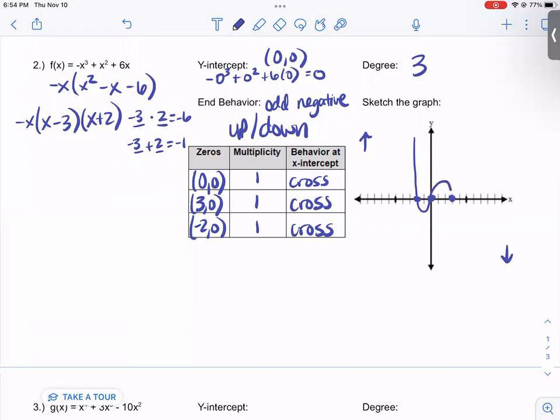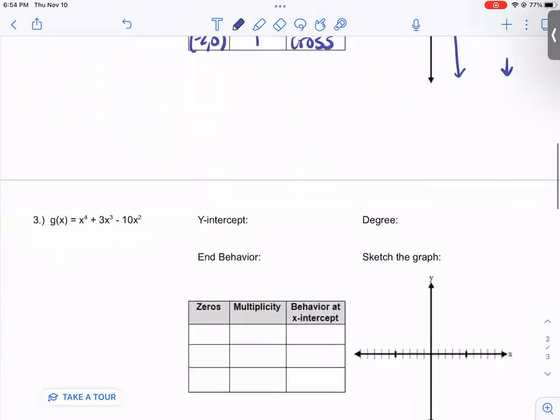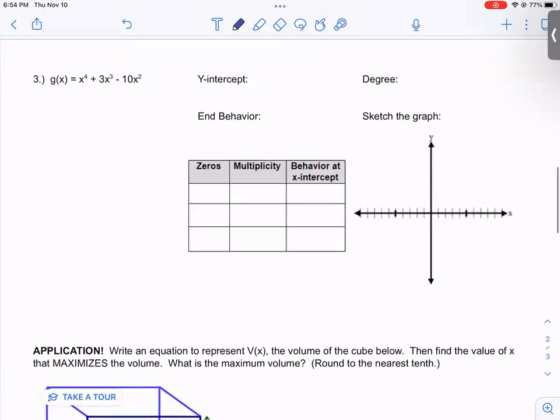Snake through 0, 0, and down through 3, 0. And there's our second function. The third example, if you flip the page, is a little bit more tricky. We're going to add another x to this. So this becomes a degree of 4.